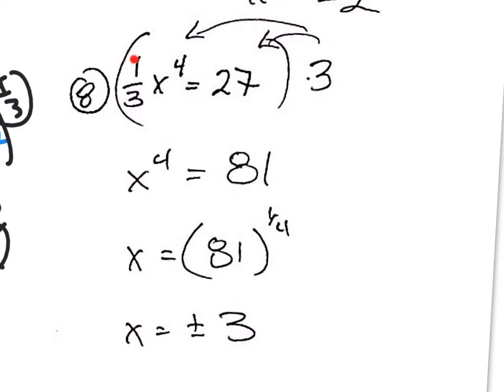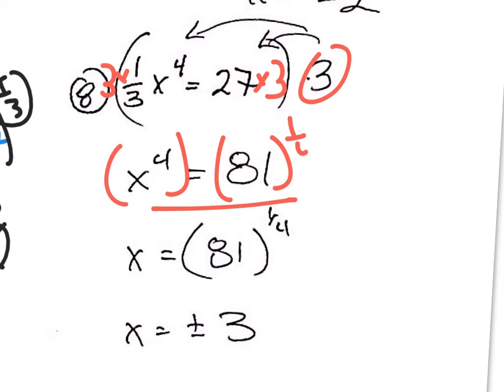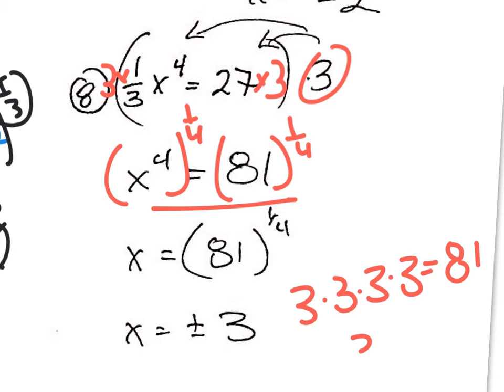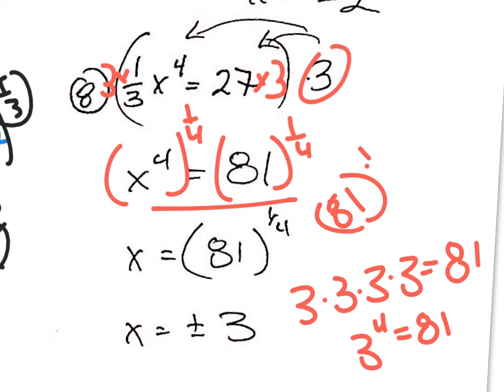Okay, number 8. To get rid of the 1/3, I'm going to multiply both sides by 3. That's what this is here, but it'd be like times 3 and times 3. So we get to this place, and then I'm going to take the 4th root of both sides. Again, that's an even root, so I'm going to get plus or minus 3, because 3 times 3 times 3 times 3 equals 81. Or in other words, 3 to the 4th equals 81. Or in other words, 81 to the 1/4 equals 3, plus or minus.